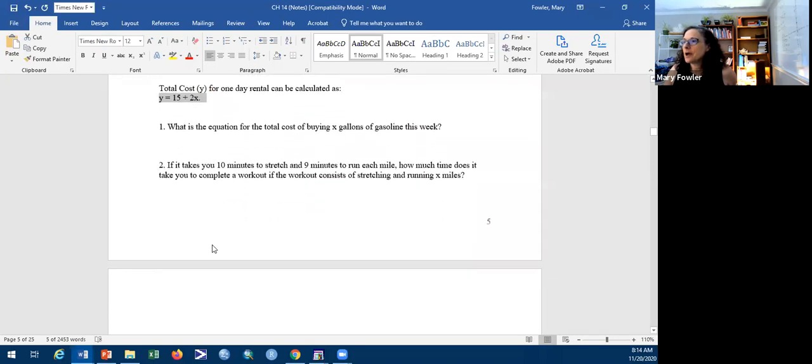Let's go to the second problem. If it takes you 10 minutes to stretch and 9 minutes to run each mile, how long does it take you to complete a workout that consists of stretching and running x miles? So if we let y equal the number of minutes, it's always good to write down what your variables are, and x equals the number of miles. Then we see that y is equal to, even before you get on the road, you have 10 minutes of stretching, and then for every mile, it takes you 9 minutes. So it's going to be 9x.